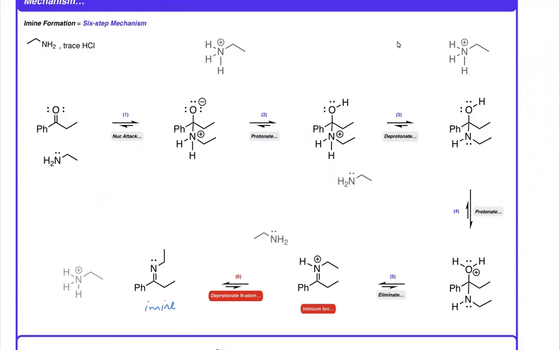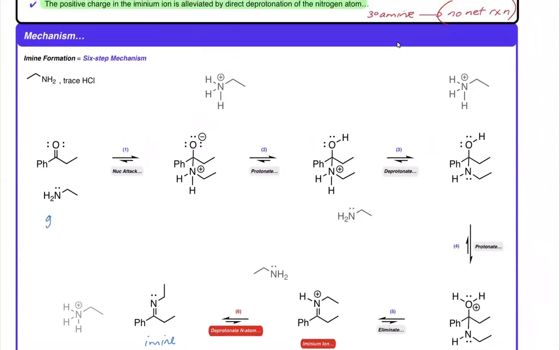From a mechanistic standpoint, even though we're under mild acidic conditions, because the amine nucleophile is a good nucleophile, it will attack the carbonyl carbon right away and break the pi bond. Very important conceptual note: do not protonate first. Do not protonate the C double bond O first. We do not do that in imine or enamine formation. Because we have a good nucleophile, we attack right away. A lot of people screw that up. Do not protonate first, even though we're under acidic conditions here. Attack right away.